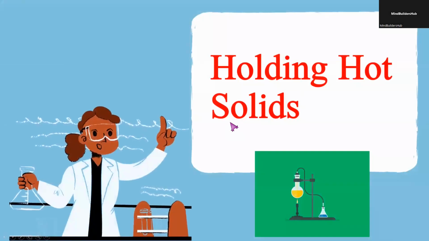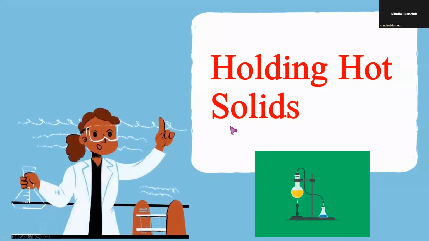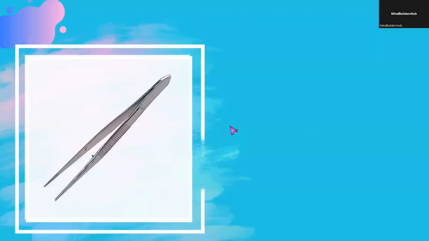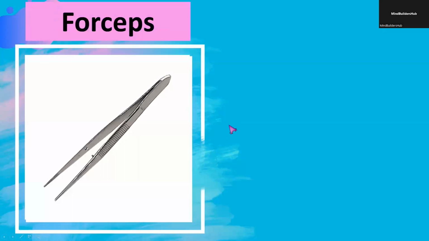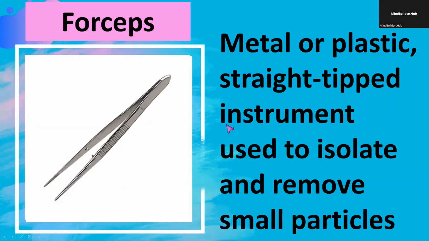What about the apparatus or instruments used for holding hot objects or solids? We can use the forceps, because it is metal. Sometimes it's made of plastic. It has a straight-tip instrument here, used to isolate and remove small particles for picking.